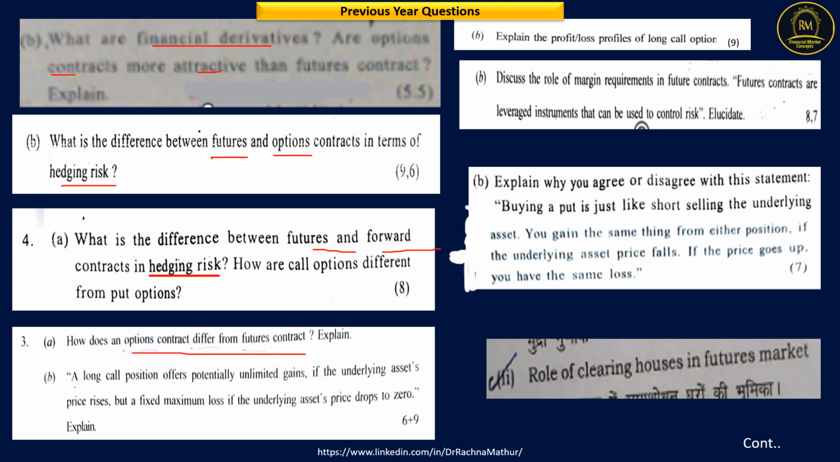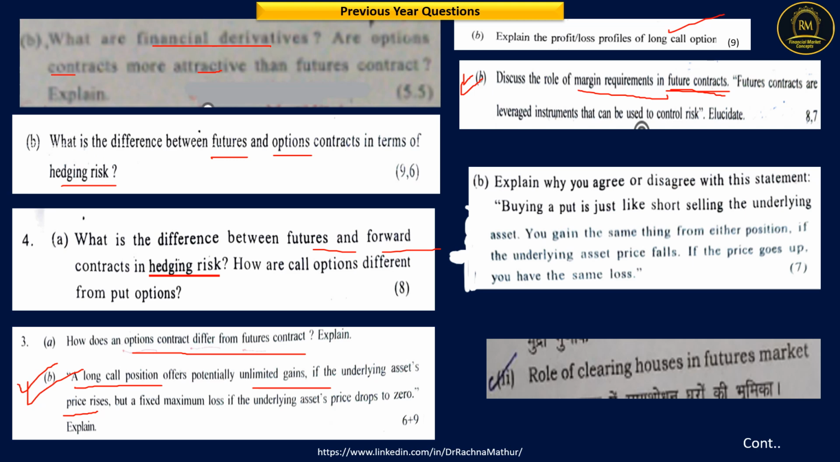Now here comes: a long call position offers potentially unlimited gain if the underlying asset price rises. So you have to prepare yourself for all the four option positions. Then, explain the profit and loss profile of a long call option. Discuss the role of margin requirement, another very important question in futures contracts. It is also given in the reading. I have explained it very nicely in the videos also.